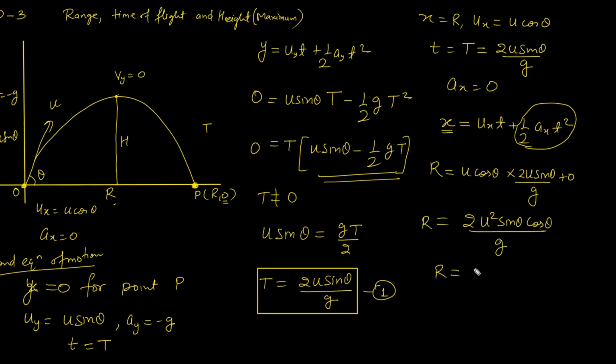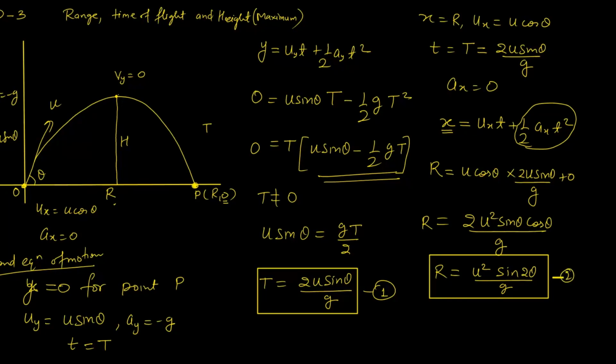You can modify this. You can write u square sine 2 theta upon g. This is the second derivation, that is range.